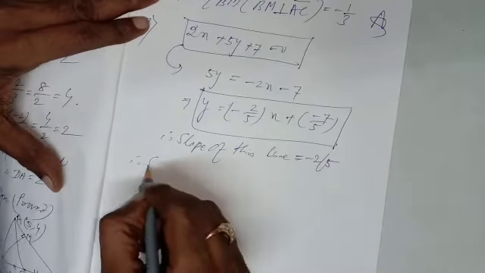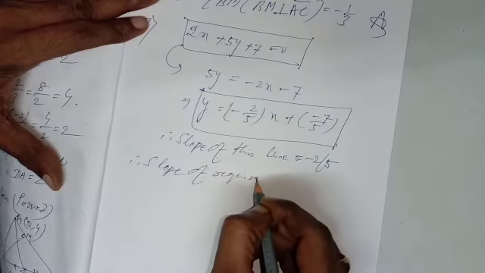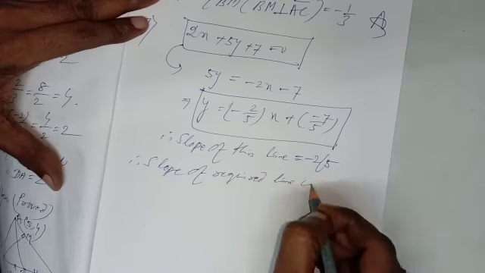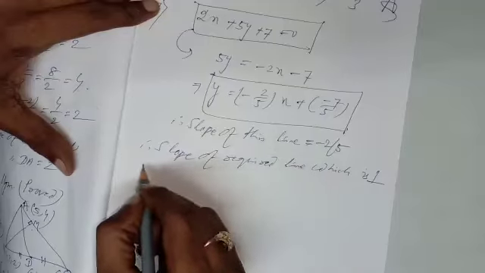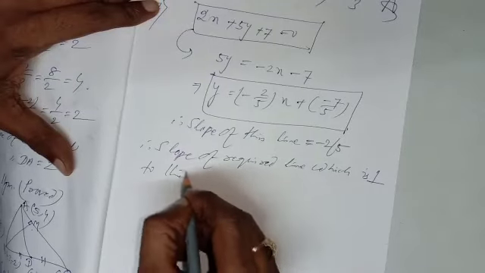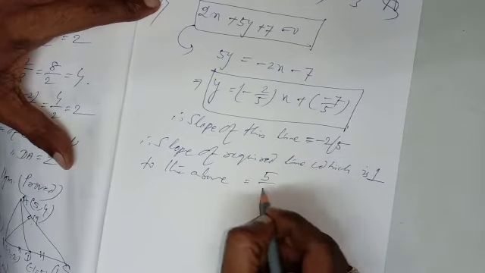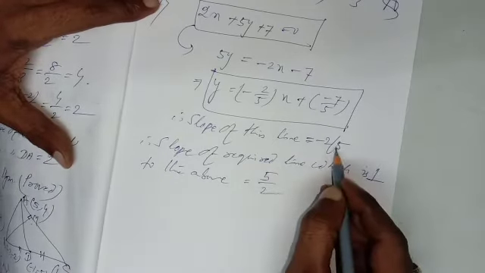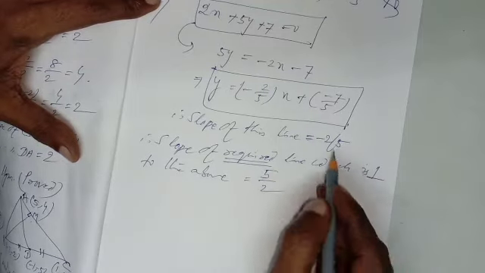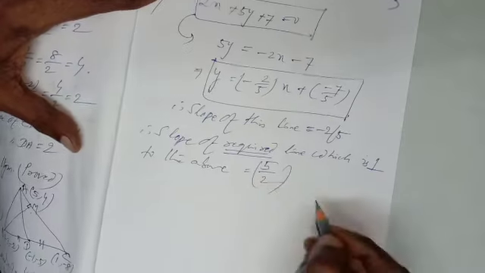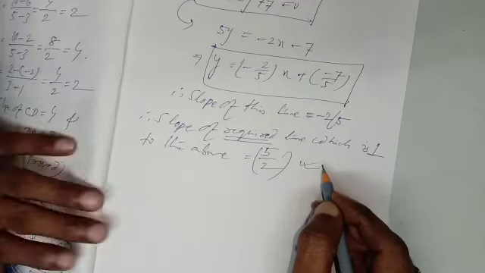Therefore, slope of required line, which is perpendicular to the above, is equal to how much? Negative reverse means 5 by 2. As it is given, slope of this line is minus 2 by 5. The slope of the required line which is perpendicular to this line will be 5 by 2. Now you are getting slope of the required line. Again, y-intercept given is minus 3.